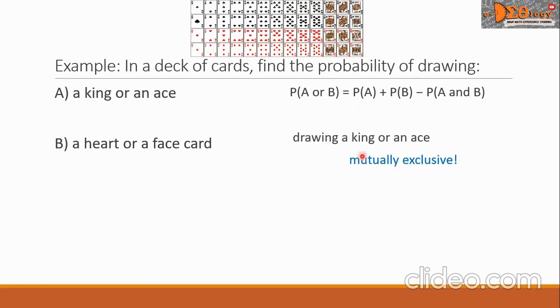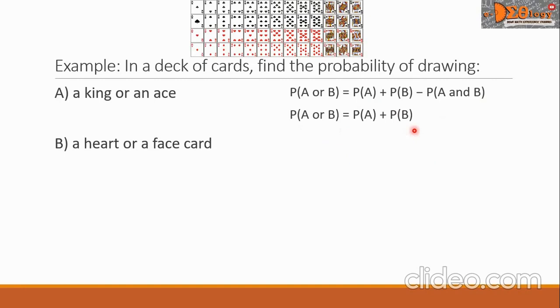But drawing a king or an ace is a mutually exclusive event. It means the formula will be simplified into this: P of A or B equals P of A plus P of B. It means to say, we can write now that this P of A or B is now P of king or ace, and this is equal to the probability of king plus the probability of ace.